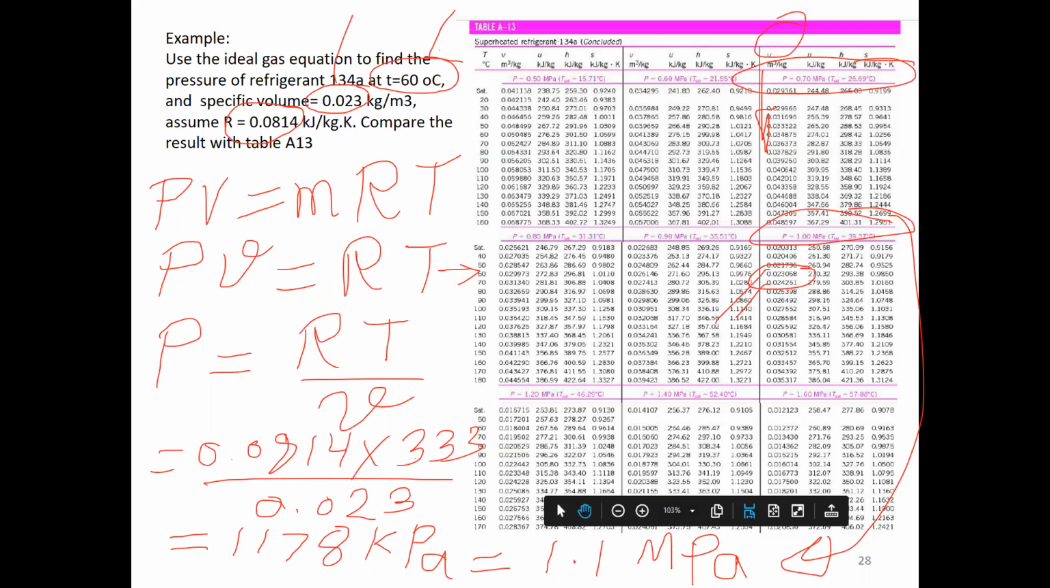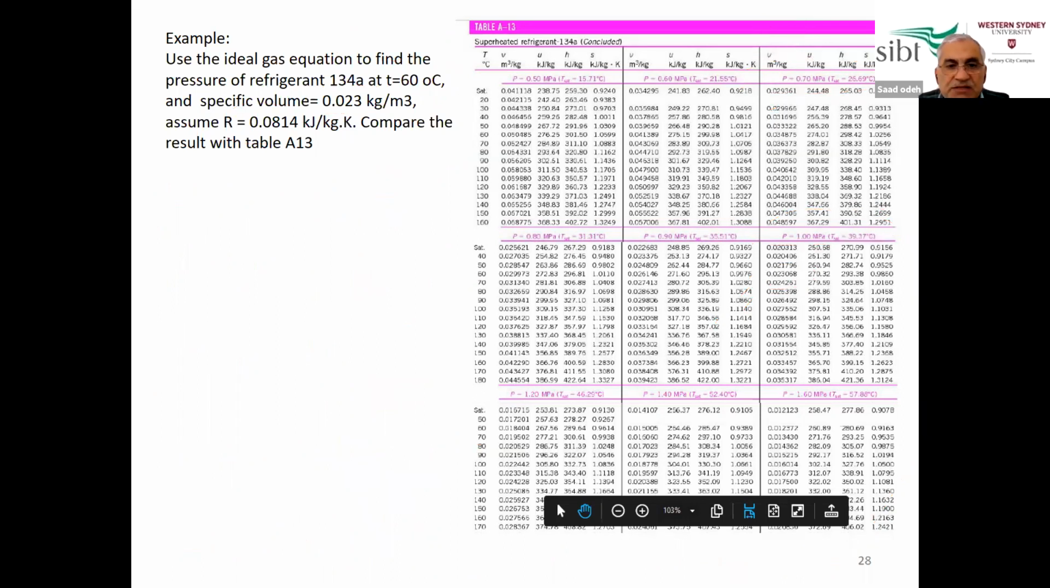Doctor, I have a question about the tables. Do I need to use table 1 or table 13 for the ideal gas? Table 1, let's see which one is table 1. One second, let me check.